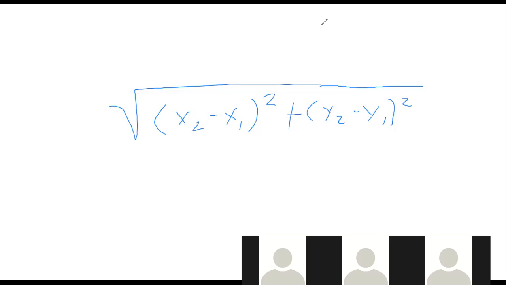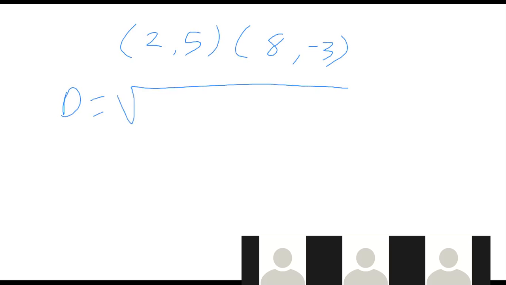All right, so now let's say we have, let me just make as much space as I can here. Let's say we have 2 and 5, and we have 8 and -3. So again, let's put this into our distance formula. And it always helps for me to label x1, y1, x2, y2. So inside the formula, which numbers are we going to have?